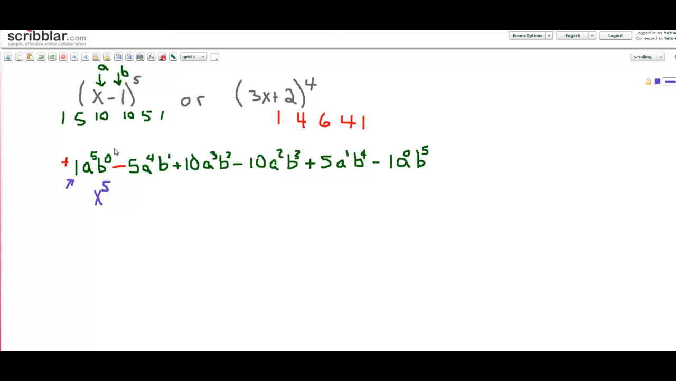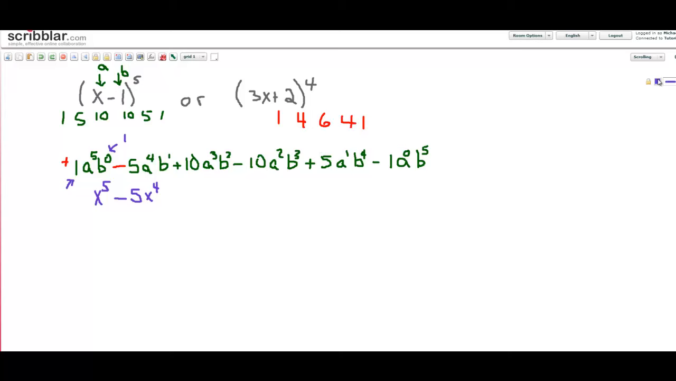And anything to the 0 power is also 1, so we don't have to rewrite that. Next, we have minus 5, a to the fourth. Well, a is x, so it's x to the fourth. And now b to the first. Well, the thing is, b is only 1. And so because b is only 1, it makes it real easy. It's just 1 to the first power.